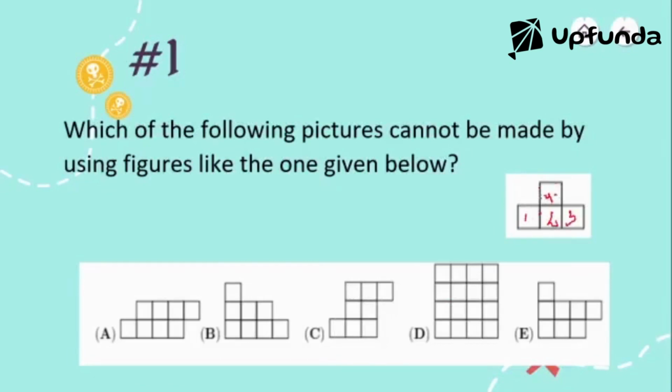Okay, these 4 squares are made in a way like 3 in the bottom and 1 in the top. Okay, now we move to here. Can we construct a square like this using this method? 3 in the bottom and 1 in the top. Again 3 in the bottom and 1 in the top.